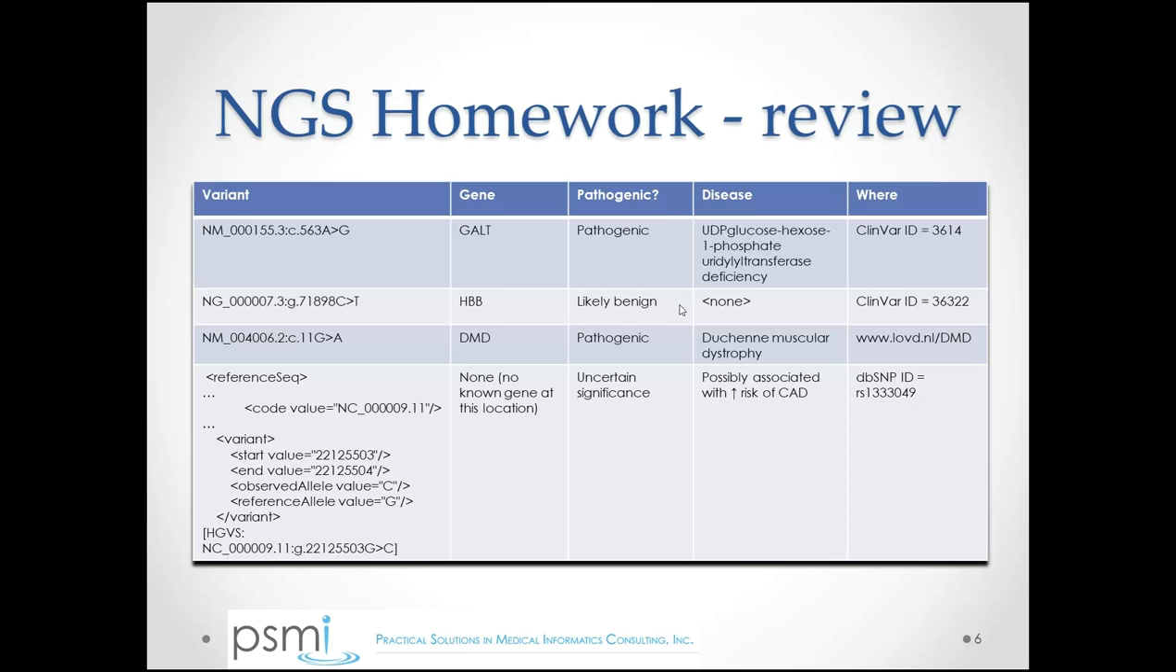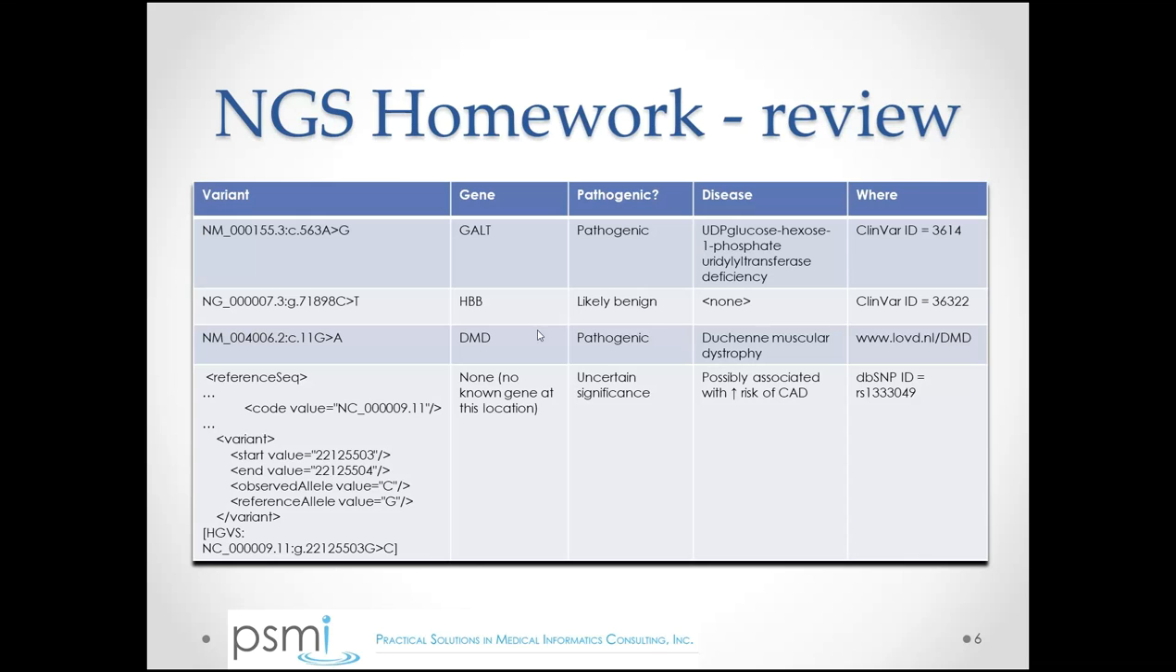So at least here, I've said no, it's not associated with any disease because it's a benign variant. But I understand, when you look in ClinVar, it shows that there's an association with beta thalassemia. And so some of you said, well, then the disease it's associated with is beta thalassemia.